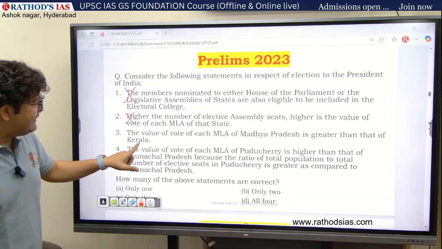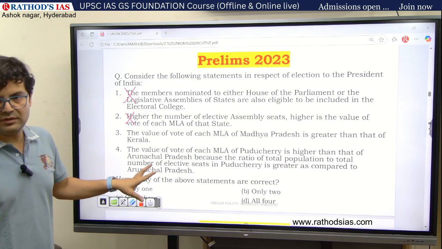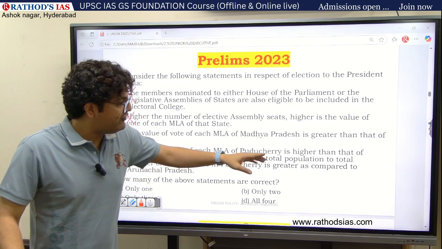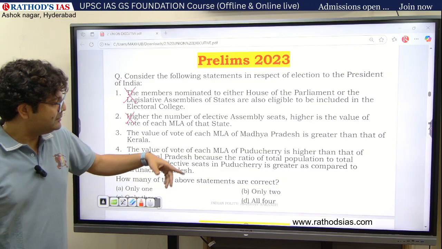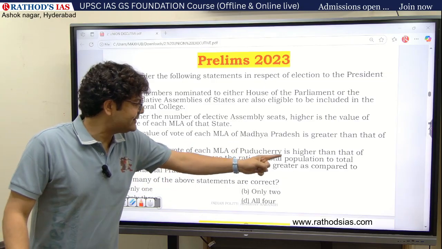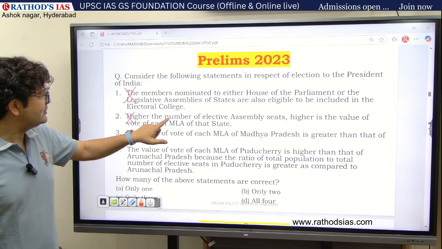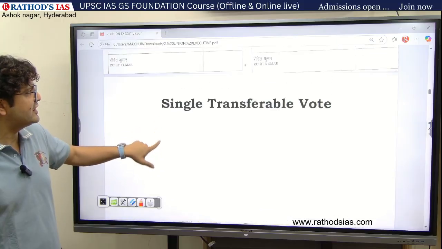Fourth one, the value of vote of each MLA of Pondicherry is higher than that of Arunachal. And they give logic also. They say that because the ratio of population to the number of seats, that is the formula, in Pondicherry is greater as compared to Arunachal. So for this, there is no alternative but to check. The logic is actually correct.